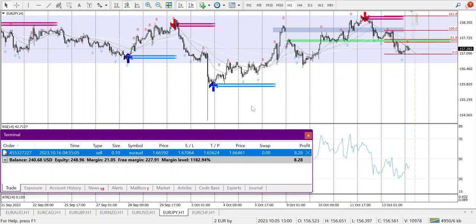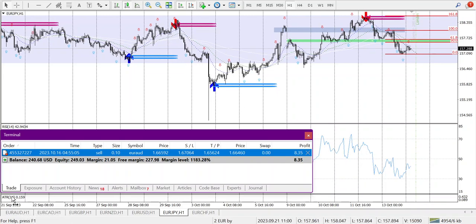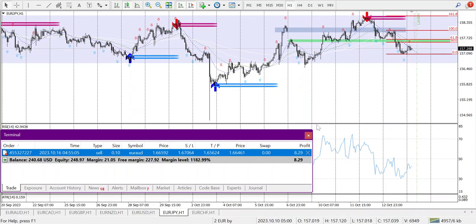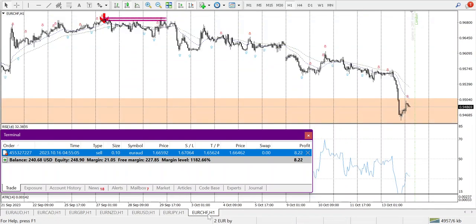I have to learn two things. First is ATR, how to use ATR for my stop loss. Second, what are the other ways to put my stop loss, which is very important.